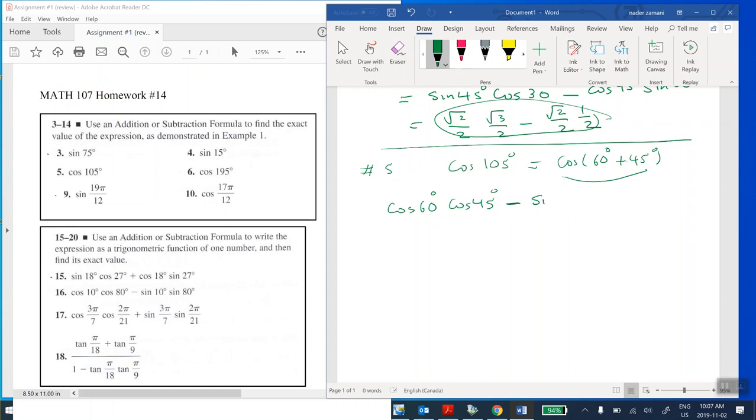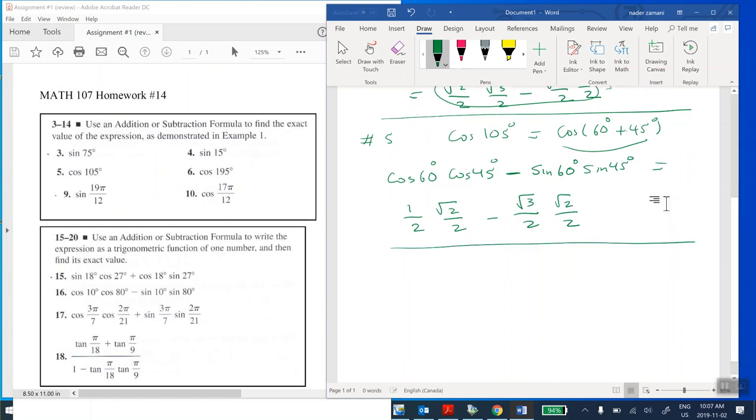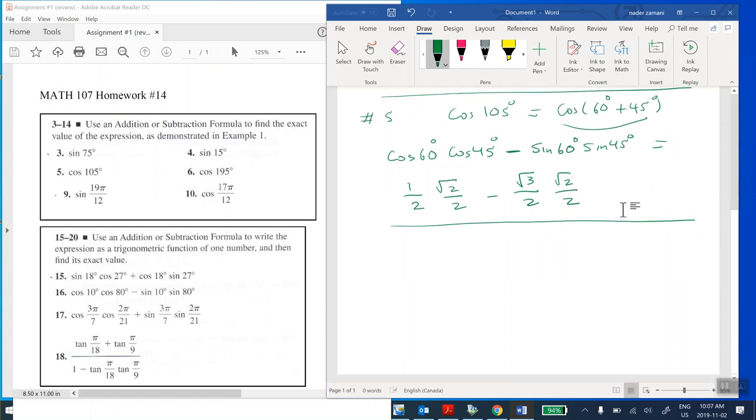So these are going to be sine of 60 degrees, sine of 45 degrees. Okay, so each one of them we know. This one is 1/2. This one is root 2 over 2 minus root 3 over 2, and of course root 2 over 2. So another one, number 6.